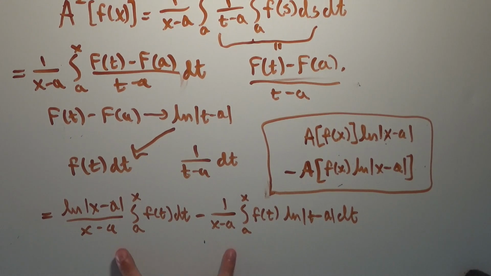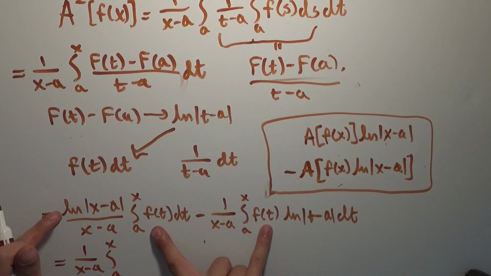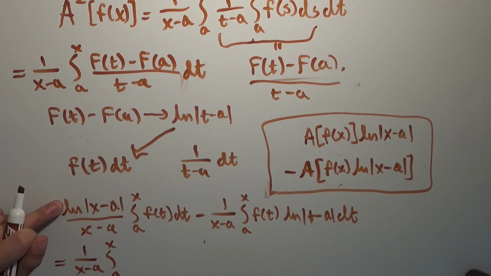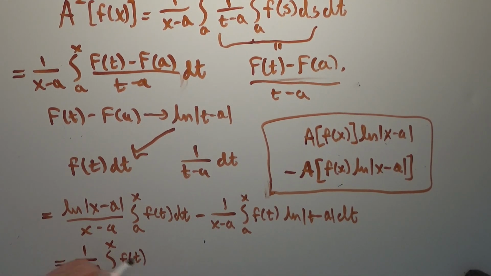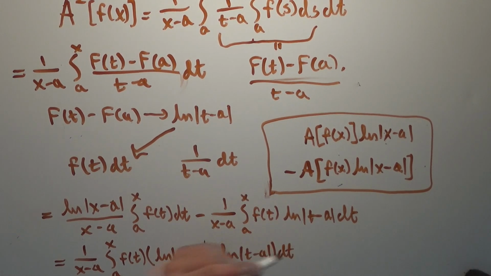What we can do is, because these have a factor of 1 over x minus a, and the integrals go from a to x, we can just put this inside this integral, bring them together, and we end up with this. So we end up with 1 over x minus a times the integral from a to x. I have a factor of f of t in both of these as well that I can factor out, so I'm going to get f of t times the quantity ln of the absolute value of x minus a minus ln of the absolute value of t minus a. So I'm going to get f of t times ln of absolute value of x minus a minus ln of the absolute value of t minus a dt.